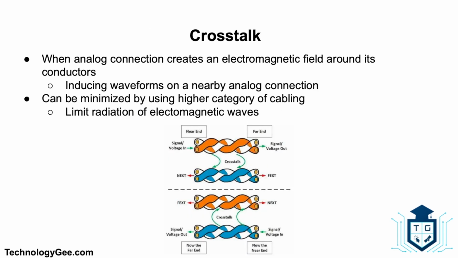Then we have crosstalk, and this can occur when an analog connection creates an electromagnetic field around its conductors, inducing its waveforms on a nearby analog connection. This phenomenon is most commonly experienced in an analog phone call. Crosstalk can be minimized by using a higher category of cabling, because higher categories of cables better limit the radiation of electromagnetic waves.